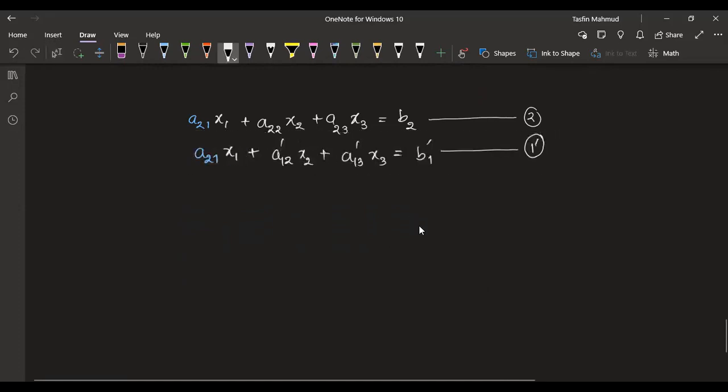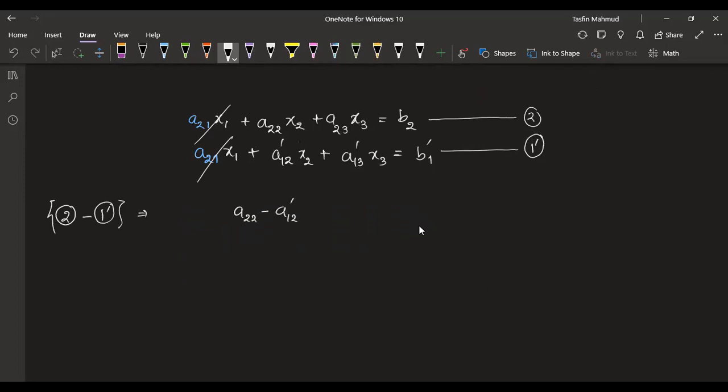So if I subtract 1 prime from 2, then these two terms would be cancelled out, and we will have (a22 minus a12 prime) x2, considering these two terms, and we will have (a23 minus a13 prime) x3, considering these two terms, and considering the constants, we will have b2 minus b1 prime.